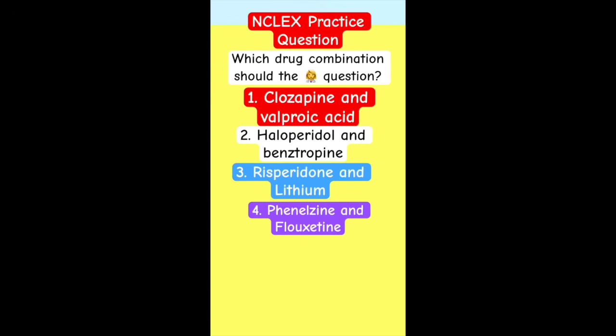A nurse is caring for 4 clients, right? Which drug combination should the nurse question? One patient is on clozapine and valproic acid. Second patient is on aripiprazole and benztropine. Third patient is on risperidone and lithium. The last one, Phenelzine and Fluphenazine. Which one do you think the nurse should question? The key is to look at the drug combination. Which combination is okay? The one that you know is not okay is the right answer. Think about it. Put down your answer in the comment.